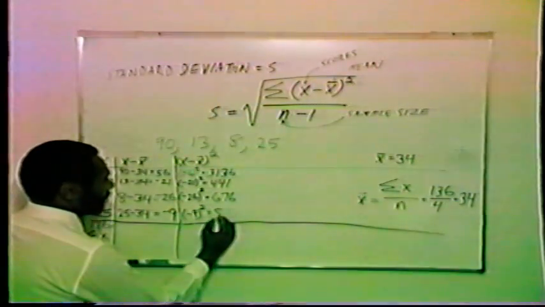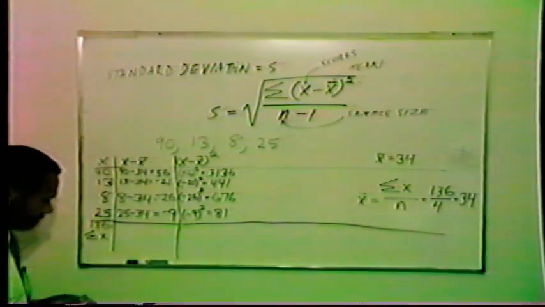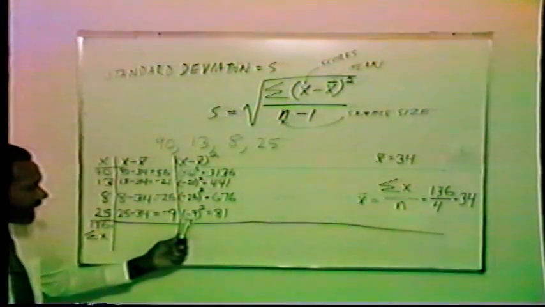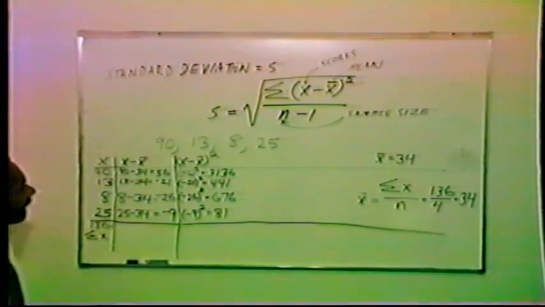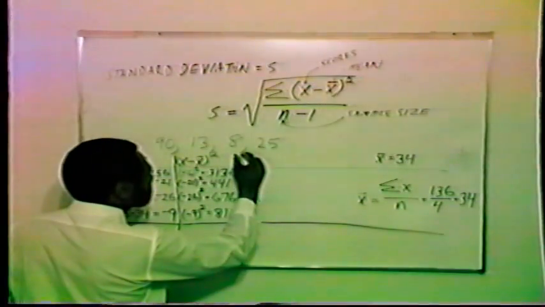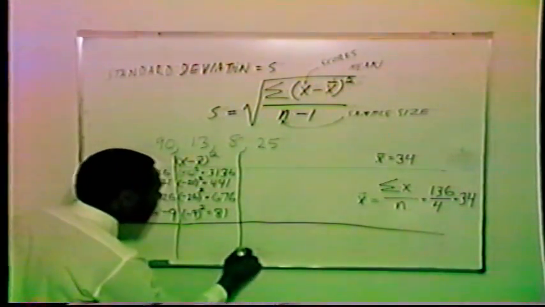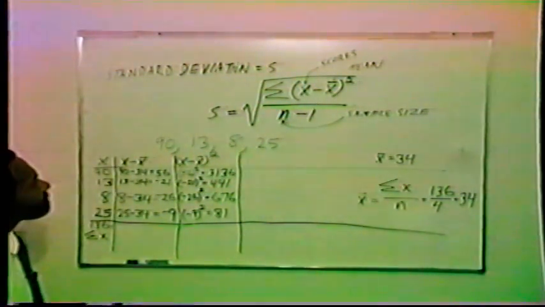If you said positive 81, you're right. That's what we get when we square a negative 9, because a negative times a negative would give us a positive. Now, we've finished this column. So we go back once again and we look at the formula.